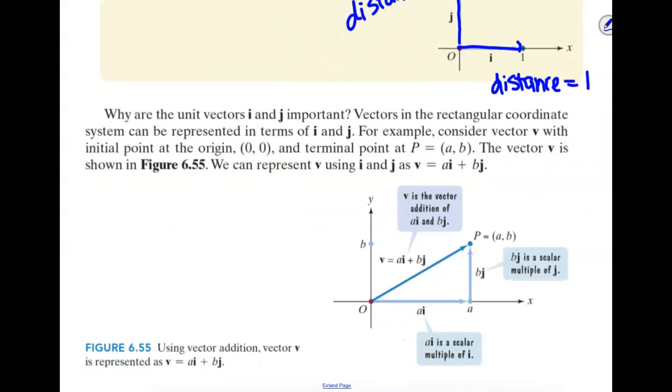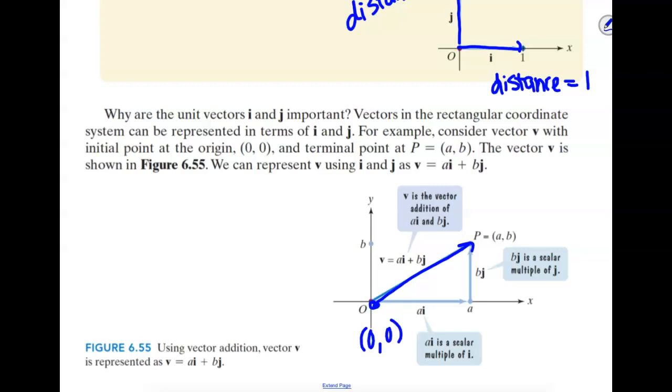So vectors that are unit vectors are important for a vector with an origin of 0, 0, heading out to some point. And we can move that vector around to start at the origin 0, 0.